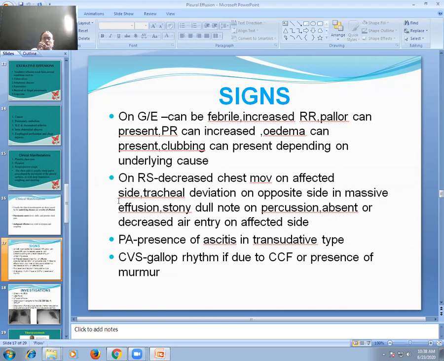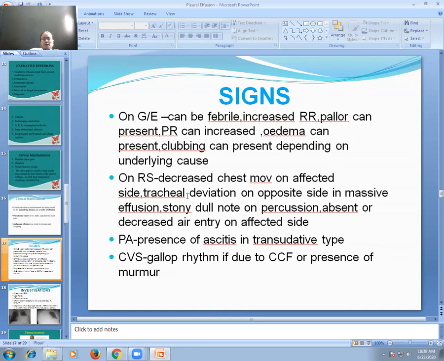When you ask the patient to take deep breaths, your chest should expand well. But if there is pleural effusion, if there is pleuritic chest pain, the patient automatically restricts the movement because of pain, because chest movement aggravates the pain. That means there is decreased chest movement on the affected side. When the patient tries to take deep breaths, chest movement on the affected side decreases. Even on palpation, you can confirm that the chest movements are decreased on the affected side.